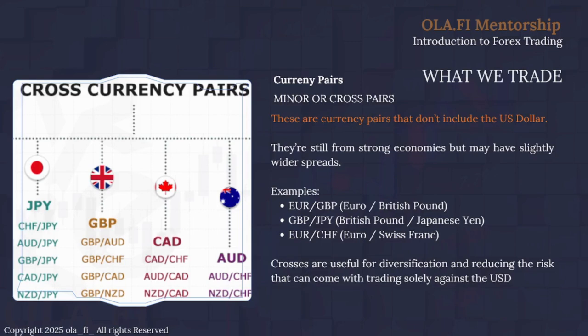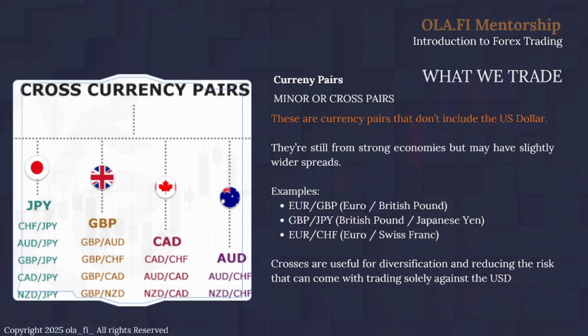Minor or cross pairs. So minor pairs or cross pairs are currency pairs that don't include the dollar. They are still from strong economies, but they have slightly wider spreads. So examples are euro and pounds, Japanese yen and Great British pounds, the euro and the CHF.